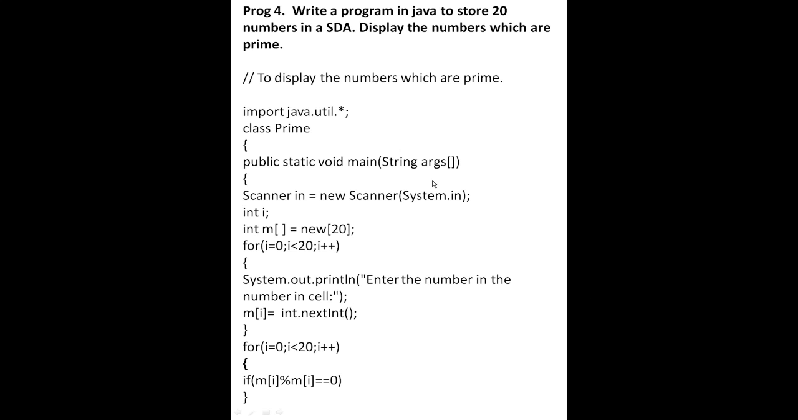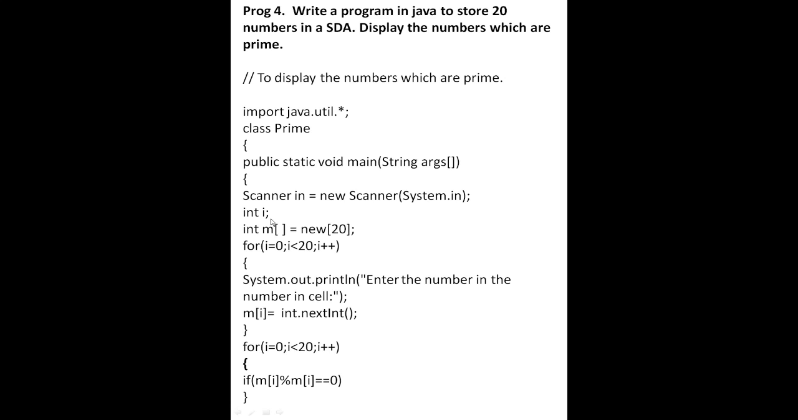Now next is write a program in Java to store 20 numbers in a single dimensional array. Display the numbers which are prime. Only those numbers will be displayed which are prime. To display, first we will write the message, java.util, then class prime, because we are finding the prime numbers. Curly bracket start, public static void main String args. Scanner in is equal to new Scanner System.in.